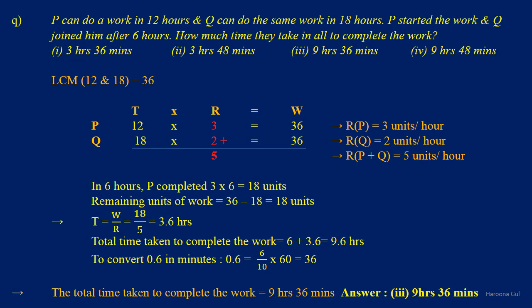P can do a work in 12 hours and Q can do the same work in 18 hours. P started the work and Q joined him after 6 hours. How much time did it take in all to complete the work?